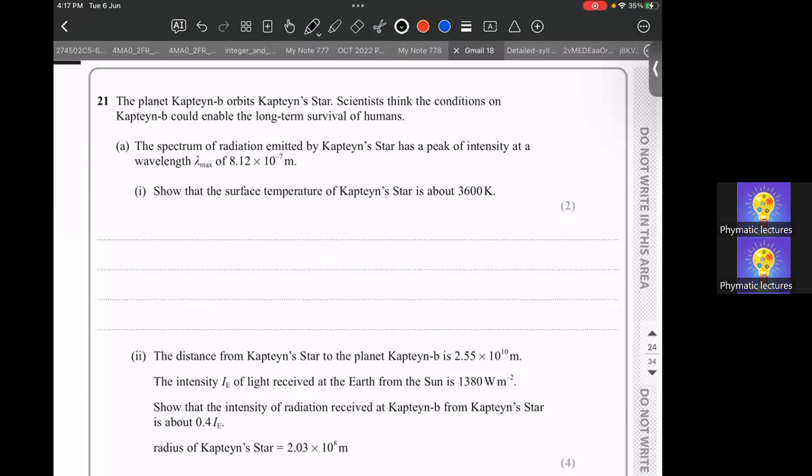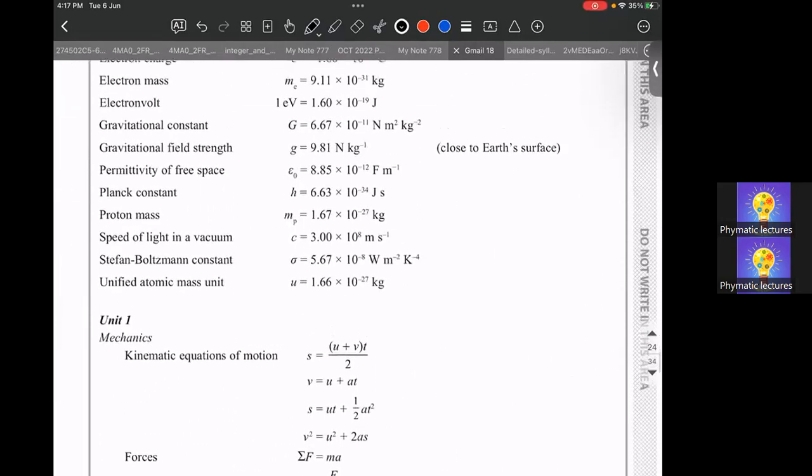Which formula will we be using for this? We will say that lambda times T is Wien's constant. Lambda times T is equal to a constant, that is Wien's constant. Here lambda is lambda max, so lambda max times T is a constant. From this you can calculate the temperature. You can refer to the data sheet to get that Wien's constant.